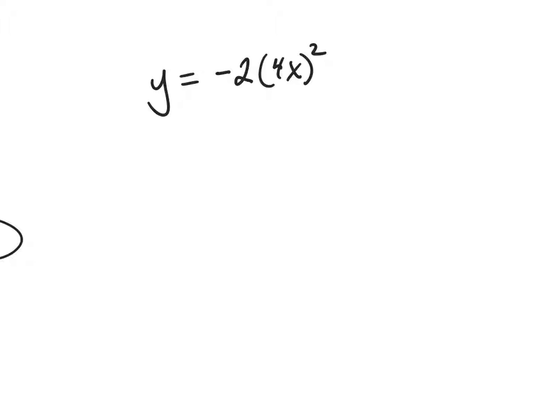That's a parabola. It had 3 things happen to it. What's first, second, and third?